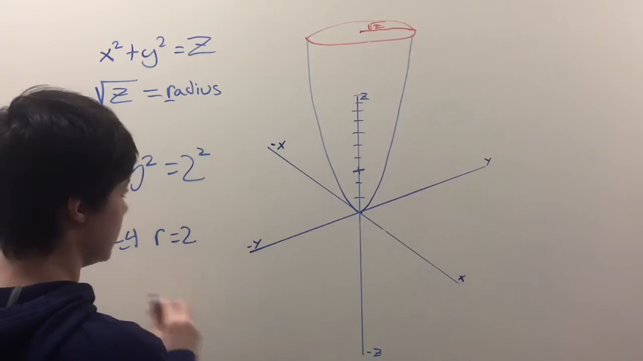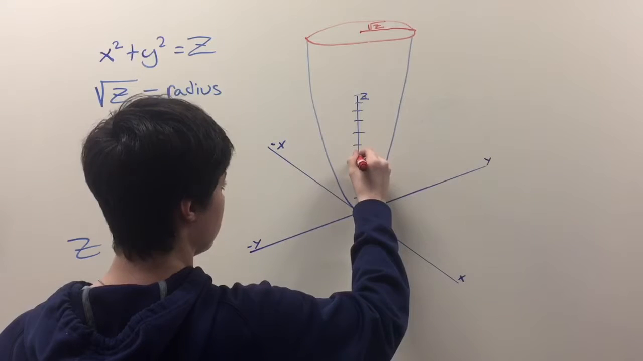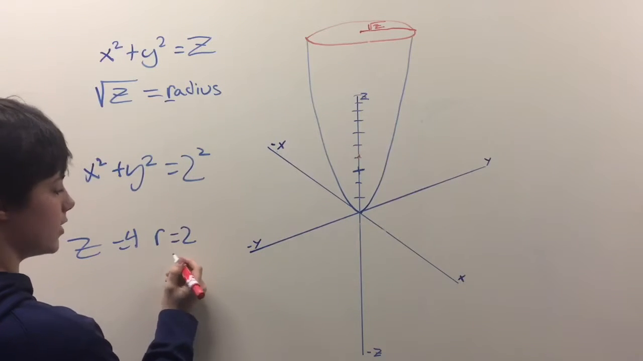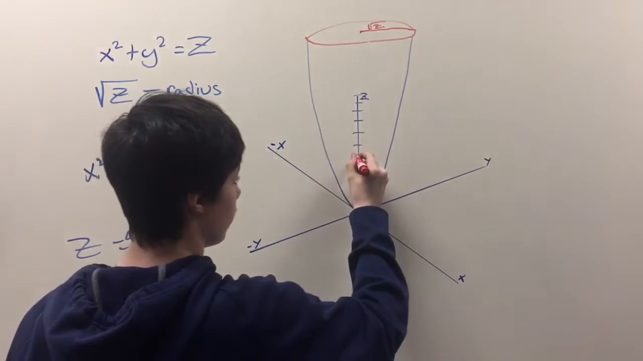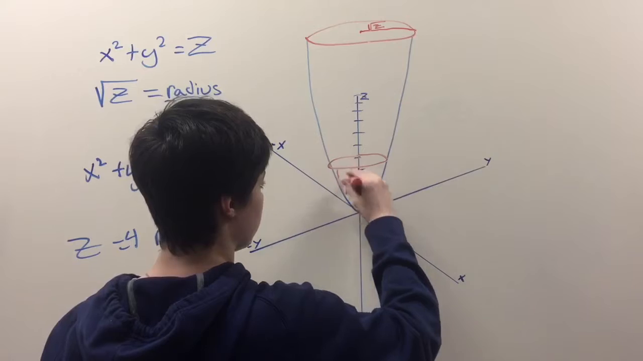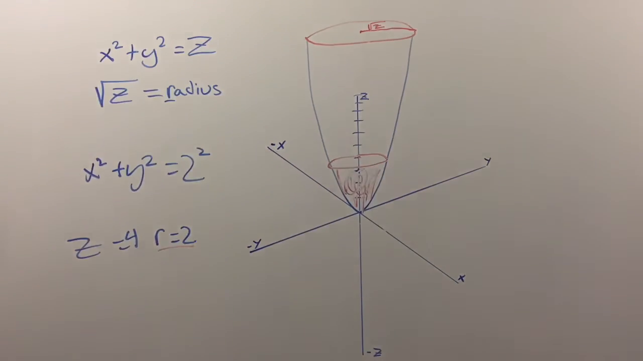So now we know z, we go up 4, so 1, 2, 3, 4, right here. And then to find the radius, you would use the radius here, which is 2, so you would go out 2 for your circle. And this right here would be your 3-dimensional shape.